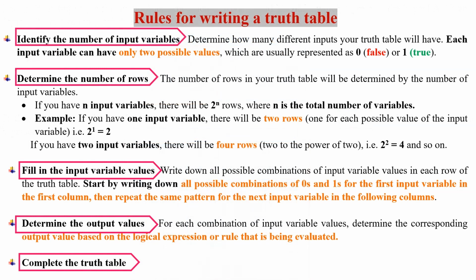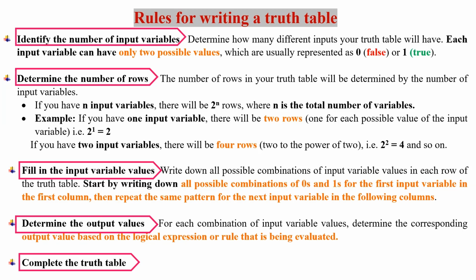Here are some rules for writing a truth table. First, you have to identify the number of input variables. Determine how many different inputs your truth table will have. Each input variable can have only 2 possible values, which are usually represented as 0, false, or 1, true.